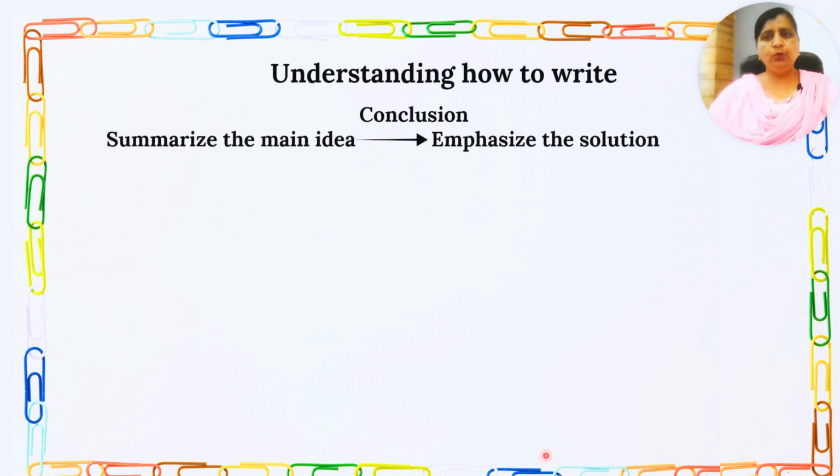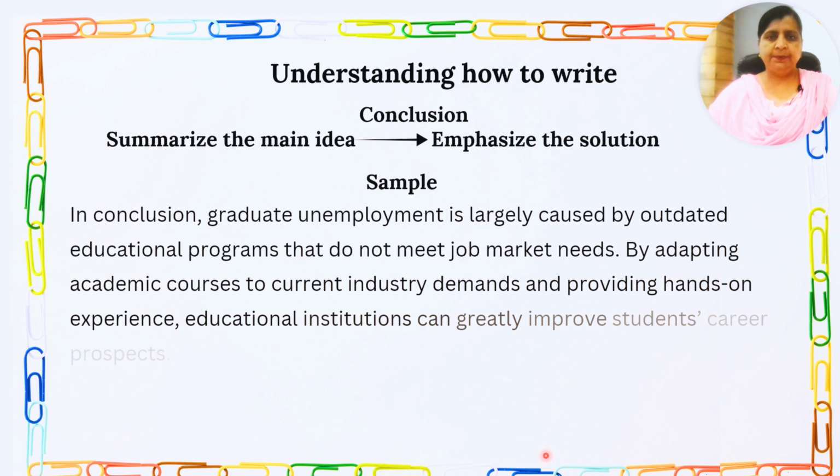Now let us see how to conclude the essay. The structure: you have to summarize the main idea, summarize the problem and the solution that you have presented. Let us see how to present a conclusion. You have to summarize the main idea, the general statement that was given to you, and the problem arising because of it, and then emphasize the solution. Here is the sample.